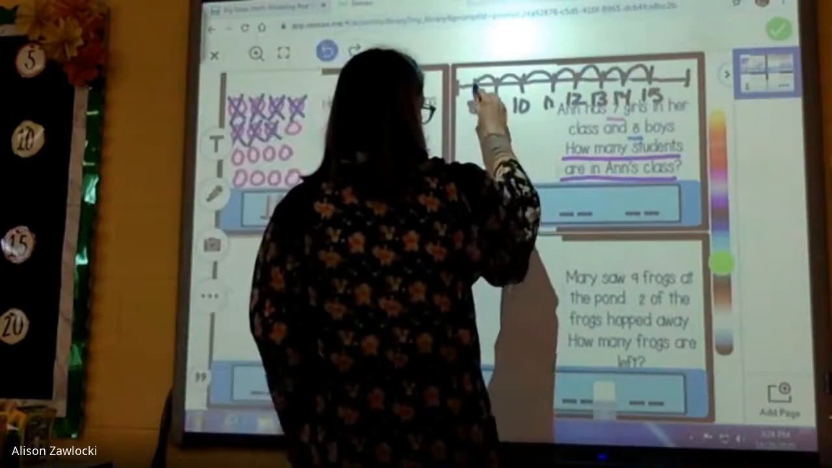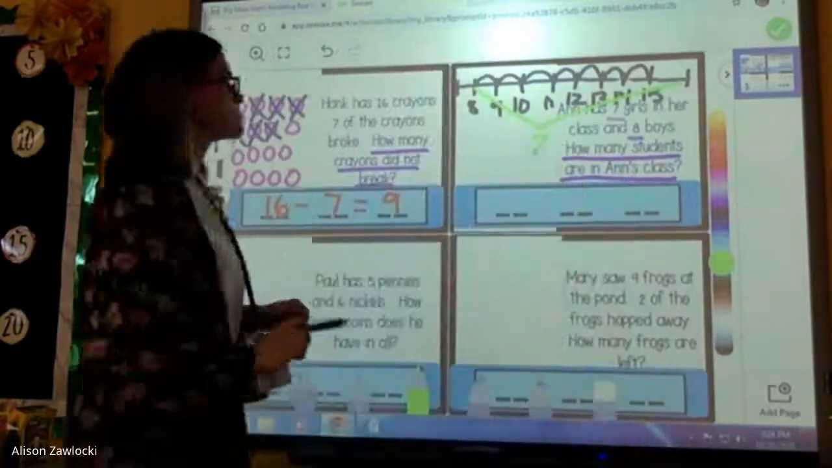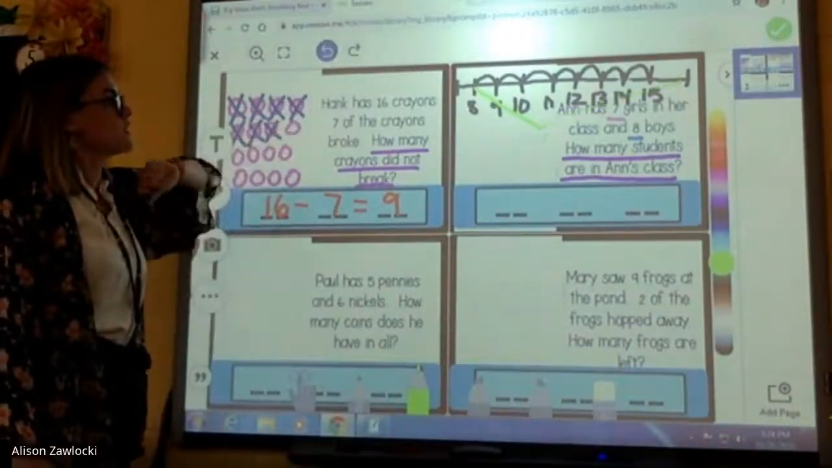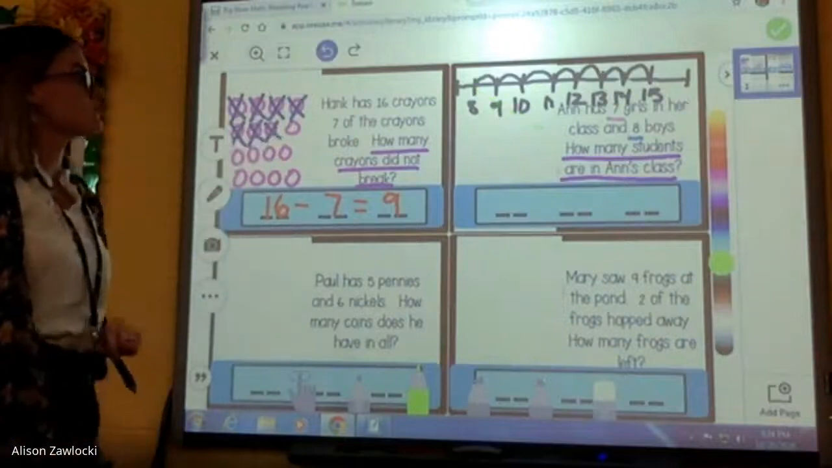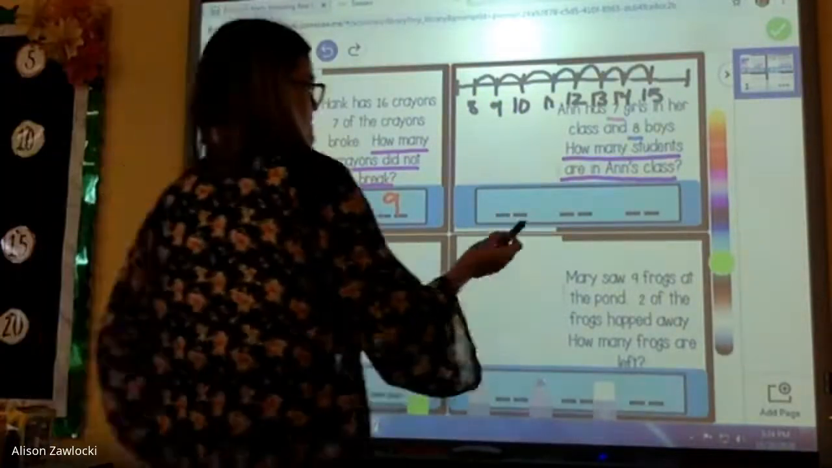I have 7 hops. So I'm just going to write 7 here. That just shows me that I have 7 hops. Feel free to draw that number line on your own paper too. I want you to make sure that you practice using your pictures and your number lines. You can use different strategies. So let's go ahead and write a number sentence now.